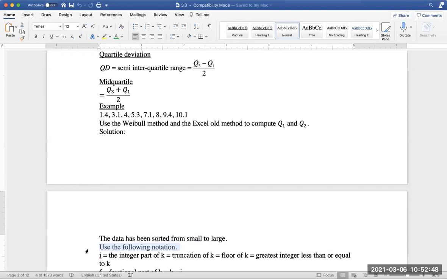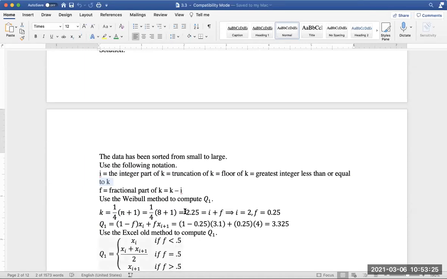Let me give you some notation, because this notation is going to be used throughout this section. It's helpful. Let I be the integer part of k. We truncate k. It's also called the floor of k, from previous classes, the greatest integer less than or equal to k. Suppose I have the number 2.25, then the integer part is the 2. Anything involving the decimal and to its right, just get rid of it, just ignore it. That is the integer part.